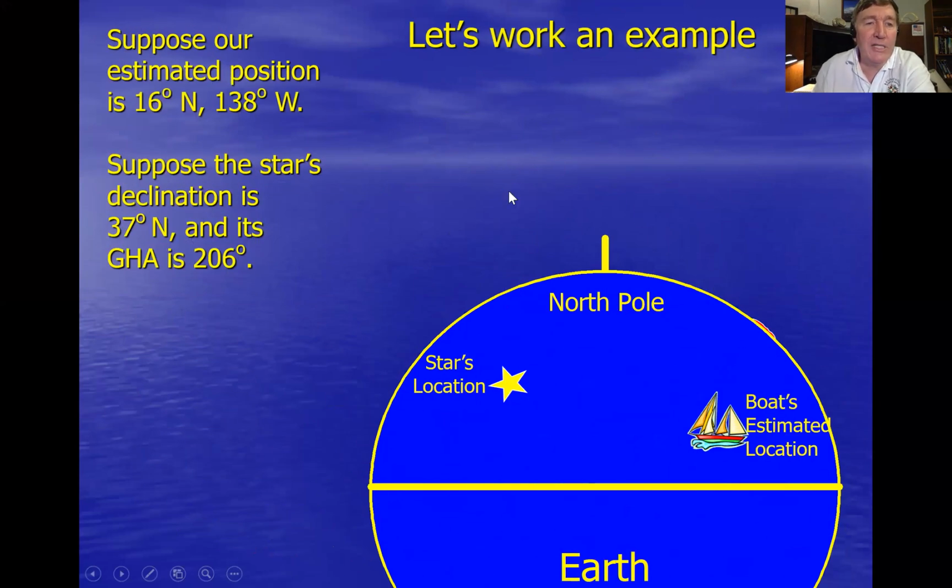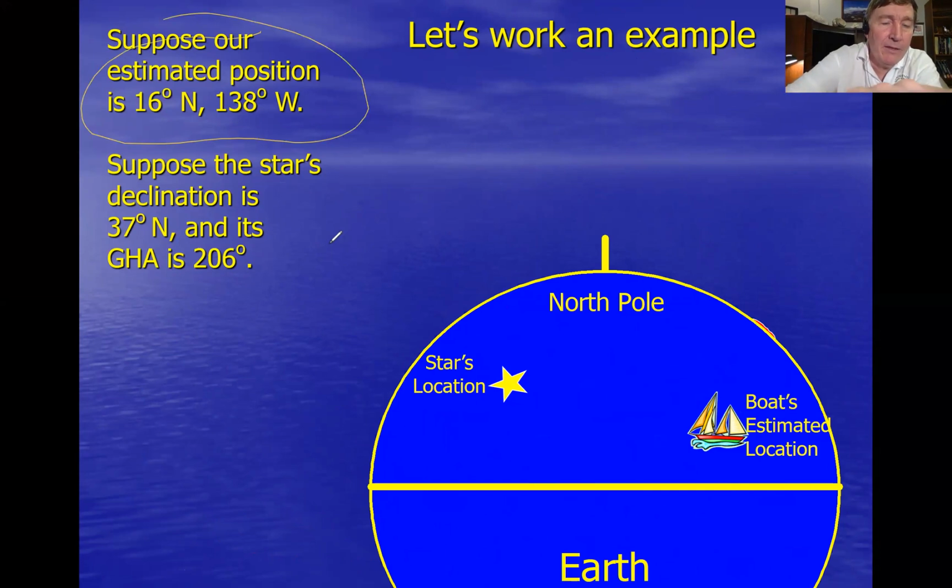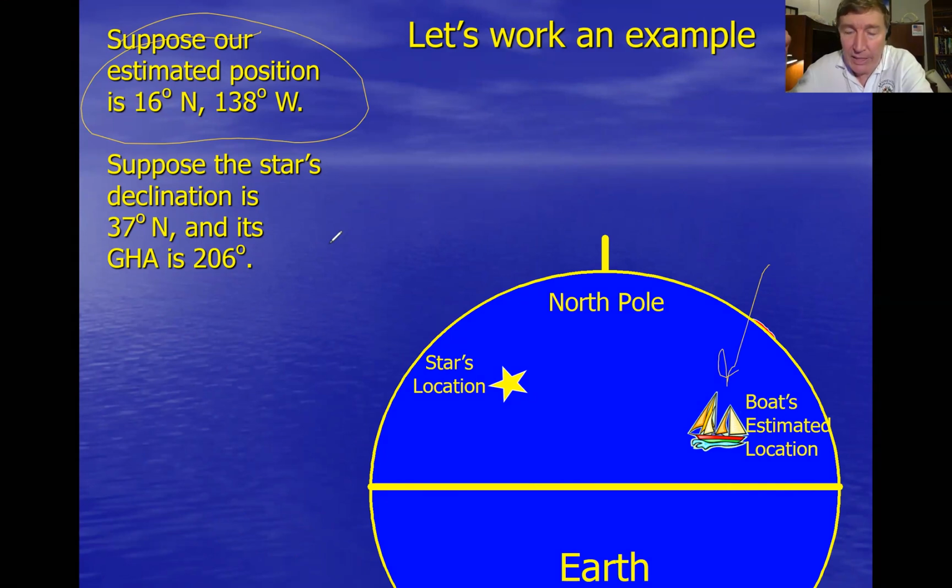Okay, so let's see how we would do this in real life. What we're going to do is assume that our estimated position is what you see on the screen right here. Let me turn on annotation again. Every time I change slides, I have to turn annotation off and then turn it back on again. It's really annoying. Okay, so right here, this is our estimated position, which we know is wrong, but that's okay.